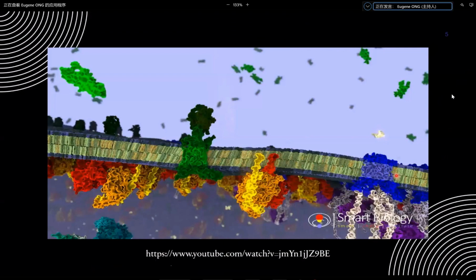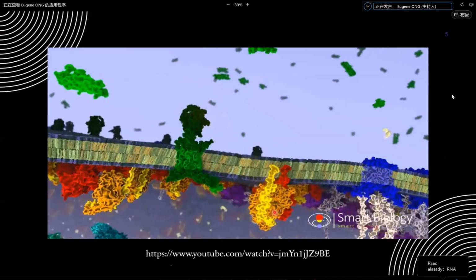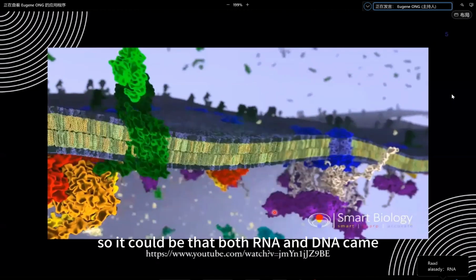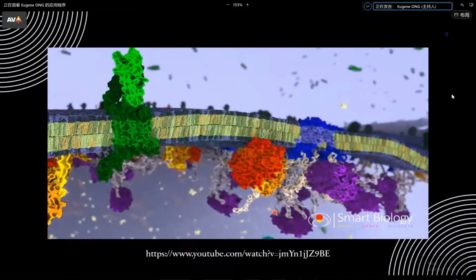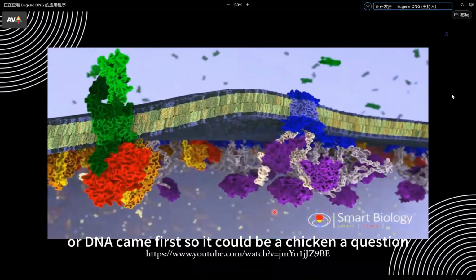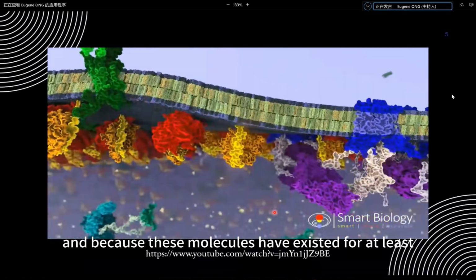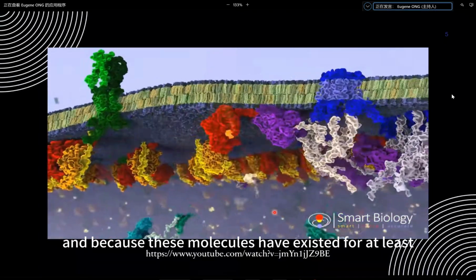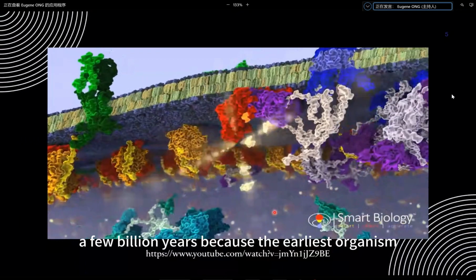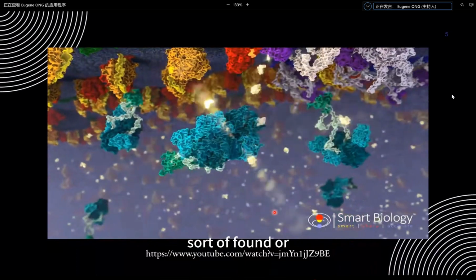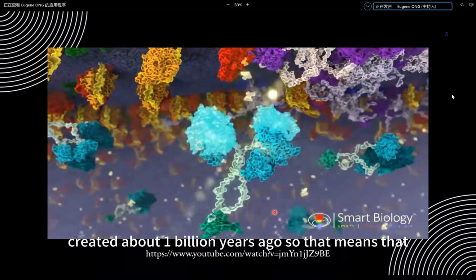And let's see if this one can play or not. Okay, however, nobody knows for sure. So it could be that both RNA and DNA came together at the same time, or RNA came first, or DNA came first. So it could be a chicken and egg question. And these molecules have existed for at least a few billion years, because the earliest microorganism is believed to have been created about 1 billion years ago.